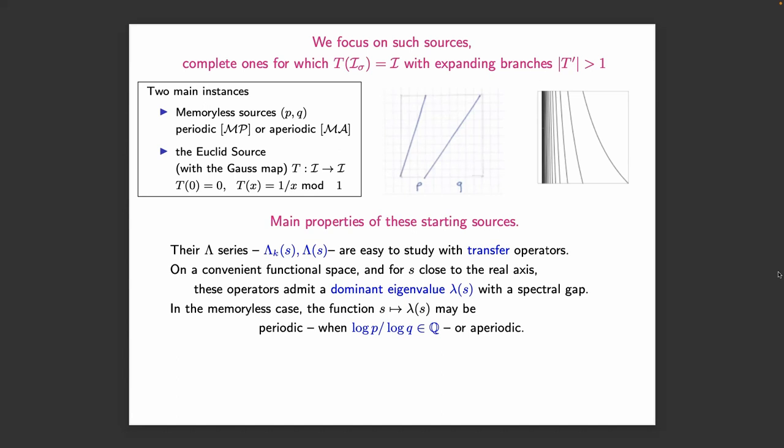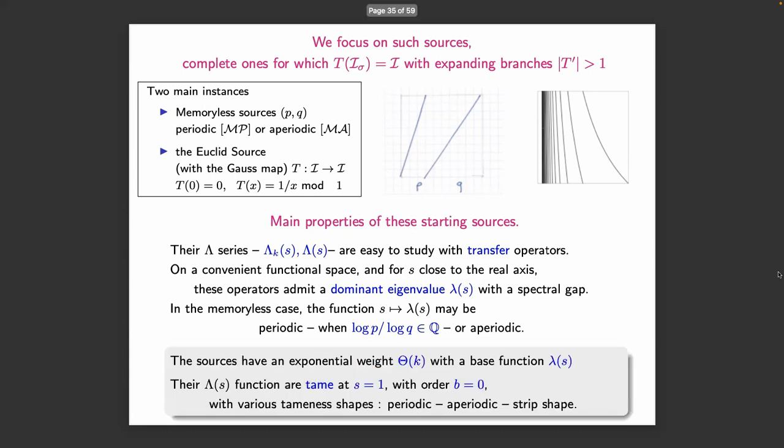And in the memoryless case, the dominant eigenvalue, lambda of S, may be periodic. It depends on the ratio between log P and log Q. It is periodic when log P over log Q is rational, and it is aperiodic if not.